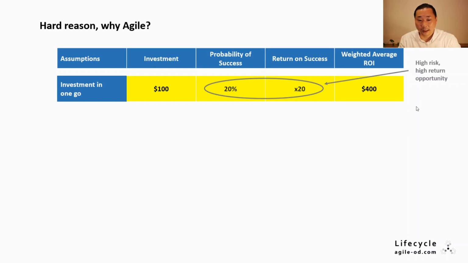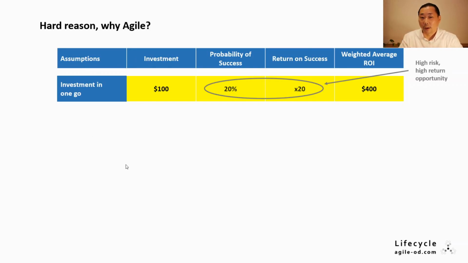If you look at the weighted average ROI, it's $100 times 20% times 20, which comes out to $400, a quadruple expected return. This is actually not an uncommon risk-return profile. Startup projects are like this, and venture capital firms invest in these kinds of projects day in, day out. Now, the $400 ROI is based on the assumption that investment is made in one go.